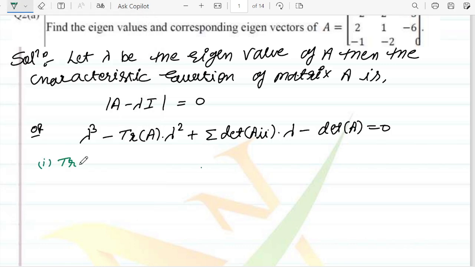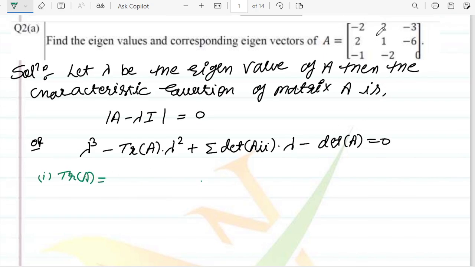Number first, trace of A, that is sum of the diagonal elements, right. -2, 1, 0: -2 plus 1 plus 0, that is -1. Now number second, sum of determinant of Aii.